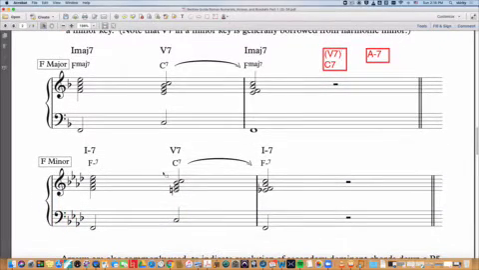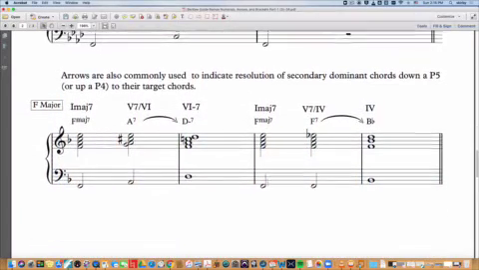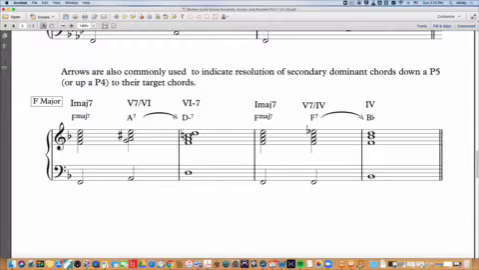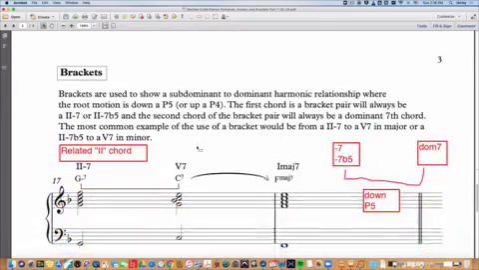In a minor key, exactly the same. Dominant chord going down a perfect 5th, you draw the arrow. Okay, this is also true for secondary dominants. If a secondary dominant, any dominant chord with dominant function, if it goes down a perfect 5th, you should draw the arrow. Okay, the next topic is the related 2 chord.